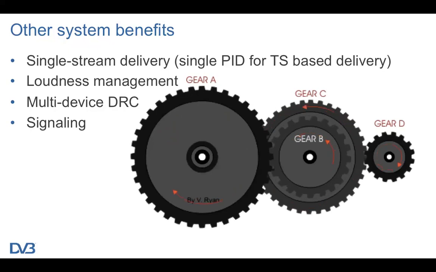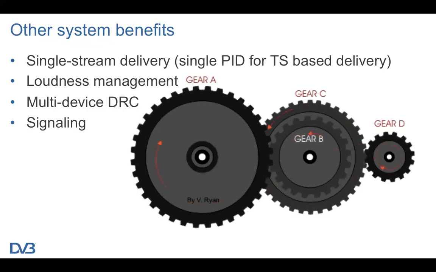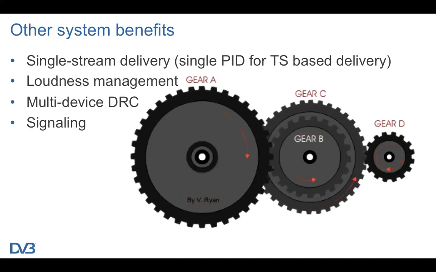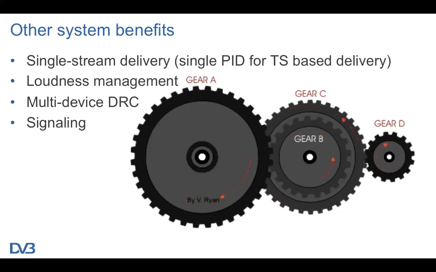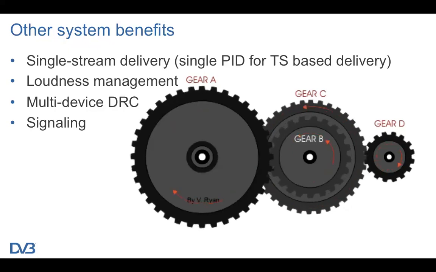We can also handle multi-device capabilities, so multi-device dynamic range control, so that depending on the sort of device you're listening on, you don't just send one set of presets for the dynamic range control. You can invoke different dynamic range control technologies depending on the device. And a lot of this is improved through quite sophisticated signaling that's all part of the DVB specification.